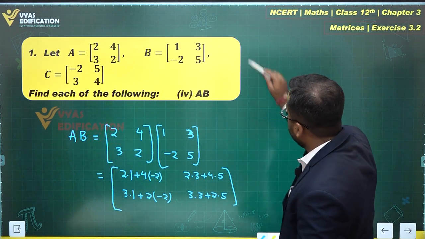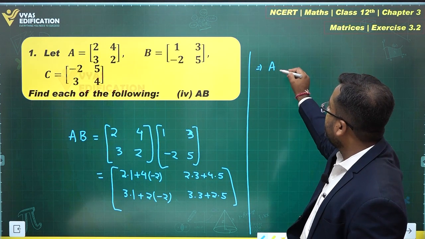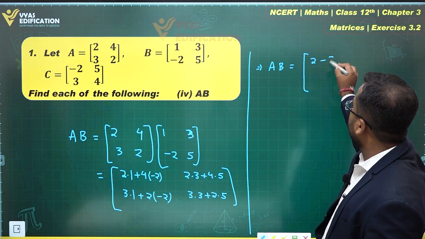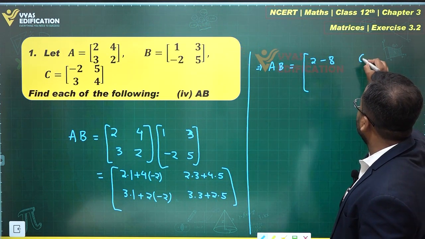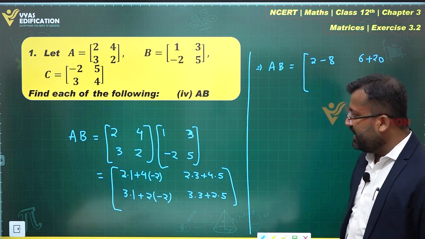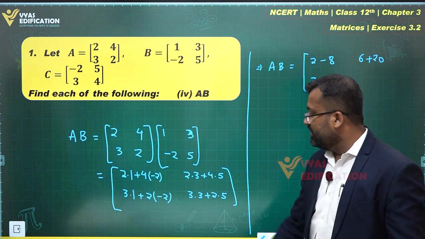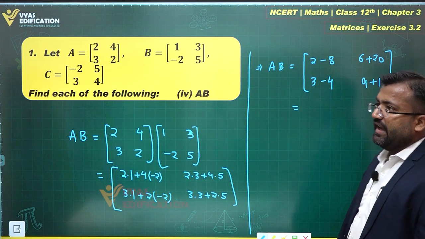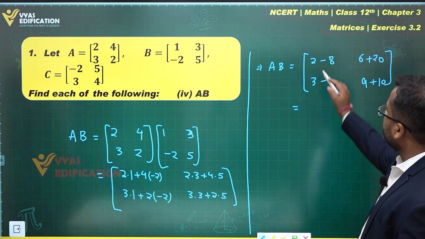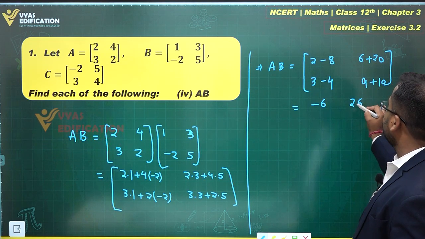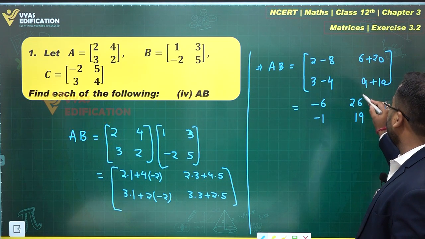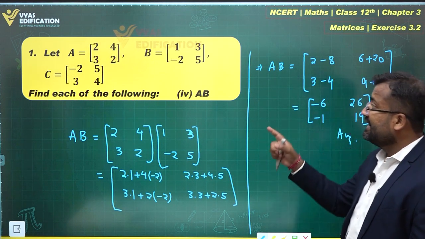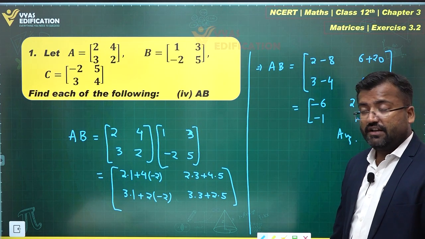Let's simplify this further. The product AB is equal to what? This is 2 minus 8. This is 6 plus 20. This is 3 minus 4. What about this? This is 9 plus 10. And let's simplify this. One more step remains. This is minus 6. This is 26. This is minus 1, and this is 19. That is the answer for this part over here. Fourth part, the product AB is being asked over here, right?